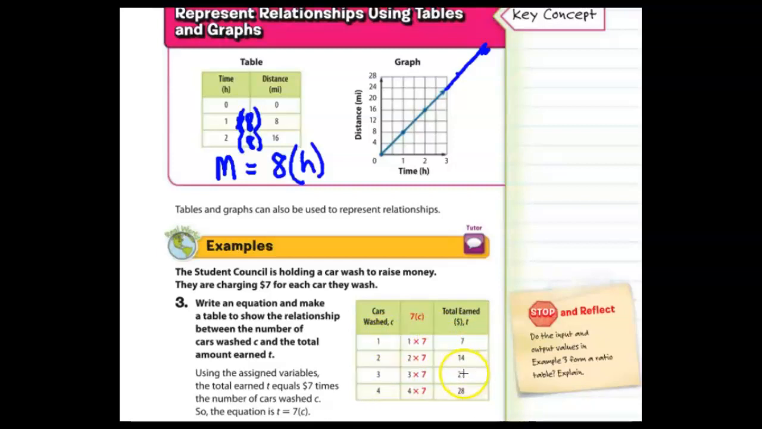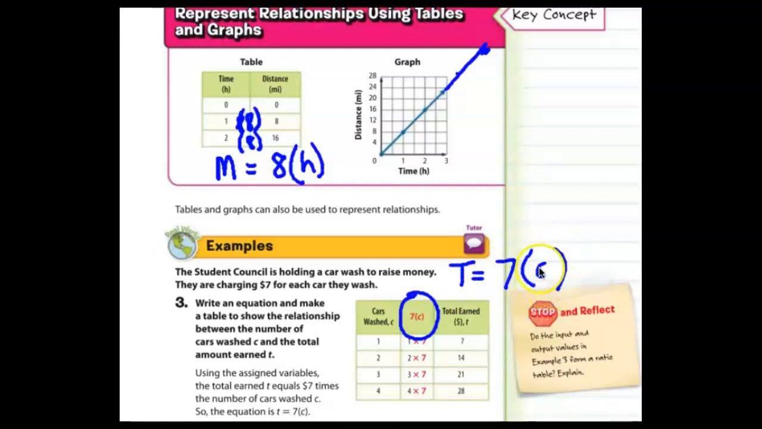3 cars, $21. So without ever even graphing this, we can write the equation because we know that every single time we're multiplying by 7. It's $7 per car. So 2 cars times $7 is 14. So what is dependent, and they've actually used the letter T over here, T, how much we earn, is dependent on the number of cars we wash. And so the rule is 7 times the number of cars. So that is our equation. T is equal to the rule, which is 7 times the number of cars.